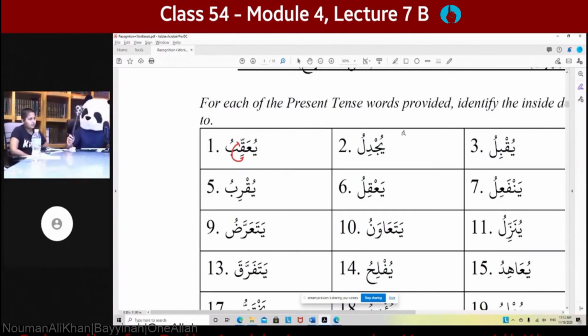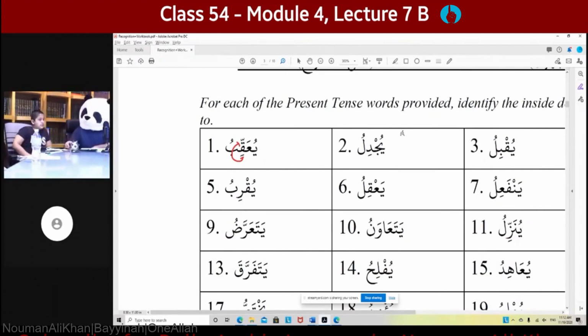Yunazzalu. When does ui become part of this conversation? When it's past passive. We're not dealing with past tenses here, so there's no ui problem. Number 13. Yutafarraqa. Fine. Yutafarraqu. Yatafarraqu, really. It's a typo. Okay. Yutafarraqu. Yuflihu is already passive, right?